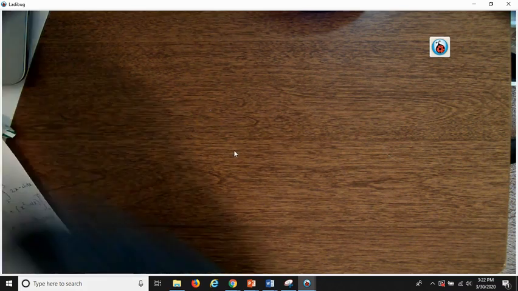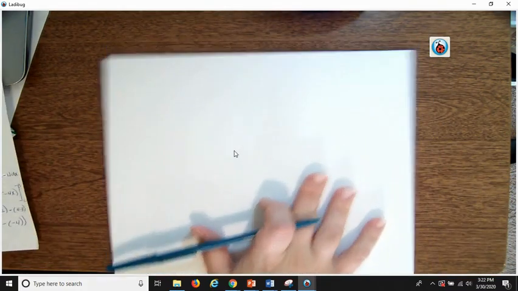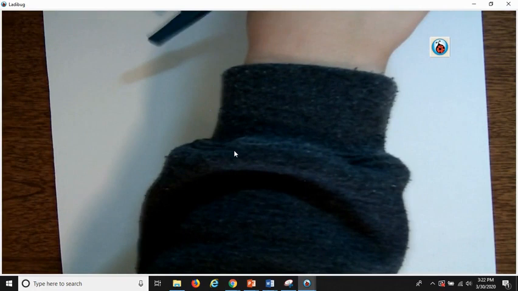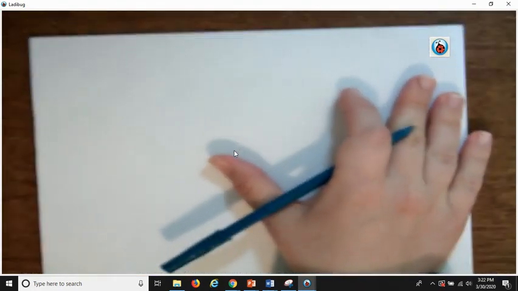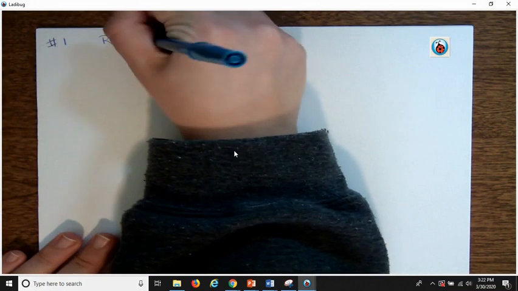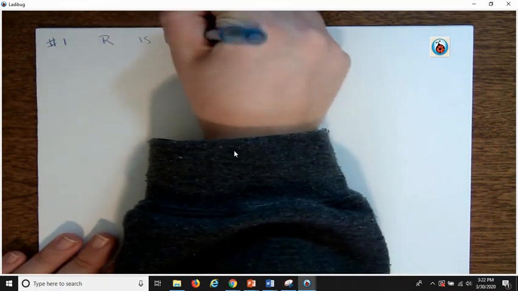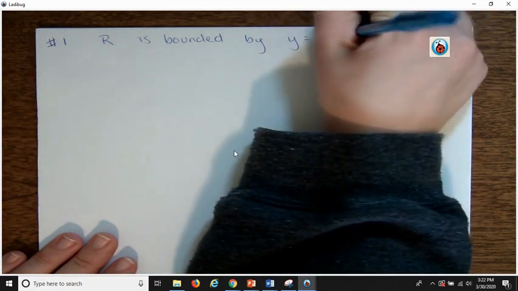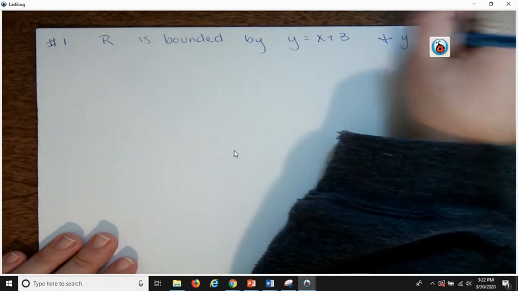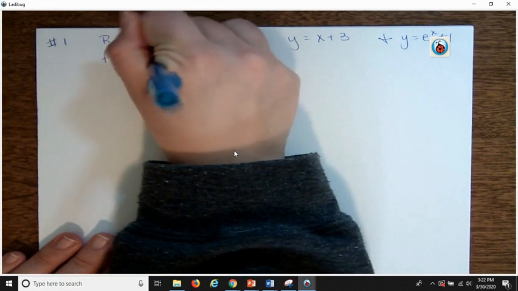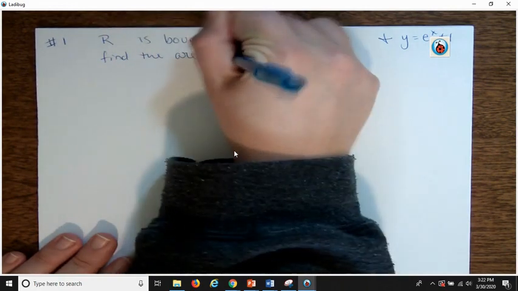Okay, so we're going to talk about the around the world for a minute. The two questions that you guys had the most confusing time with were number 1 and number 8. So I want to go through those really quickly. Number 1 says R is bounded by y equals x plus 3 and the function y equals e to the x plus 1. Find the area of R.